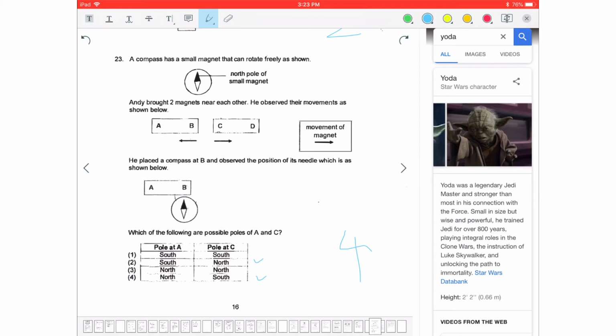But why is A a north? Because you see, this is a north, this is a south. This black color arrow is north, so it's pointing at south. That means A must be north, so you put north, south. Right, so they want C and A, so it's north, south. Next one.